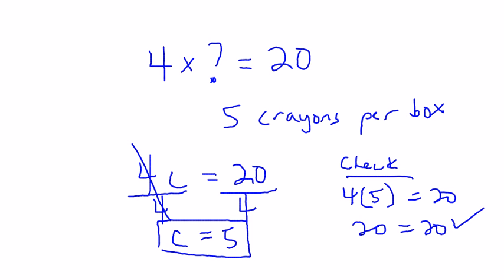Okay, let's try a few more. These are pretty simple one-step equations. Okay. Negative 3 times y equals 21. Once again, we are dealing with multiplication. We are multiplying negative 3 and y. So to undo multiplication by negative 3, we will divide by negative 3. Our goal is to isolate y.